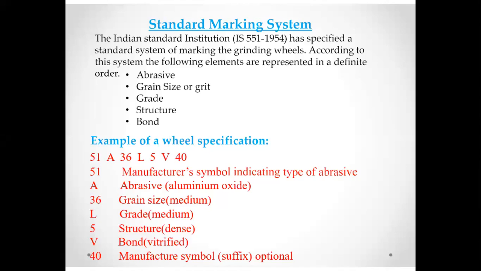There are 7 digits or 7 indications. According to this system, the following elements are represented in a particular definite order. So there are 7 things. If you remove the first one and the last one, the most important things about the grinding wheel, the basic 5 specifications of the grinding wheel, are mentioned in this marking scheme.